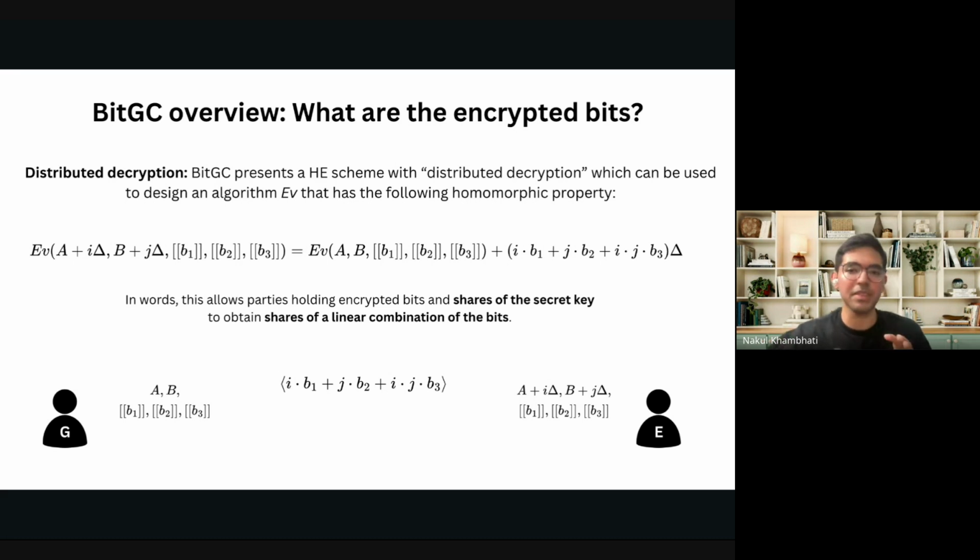This does seem a little bit contrived, but it turns out to be exactly what you need for the evaluator to obtain output keys from input keys. And it's simple to achieve this functionality. So let me show you how this algorithm is used now.